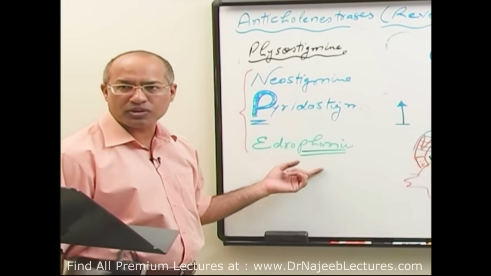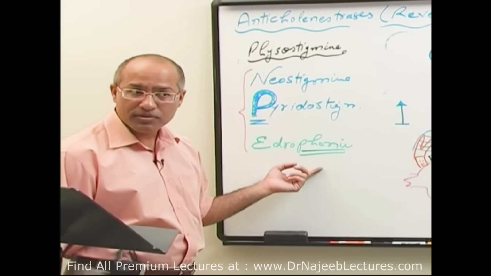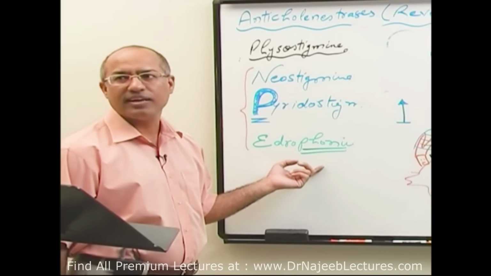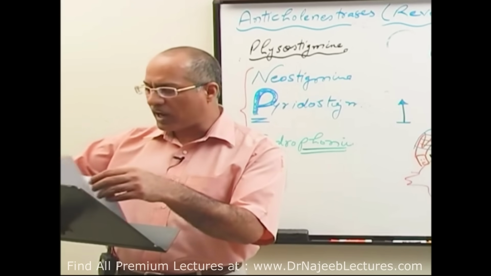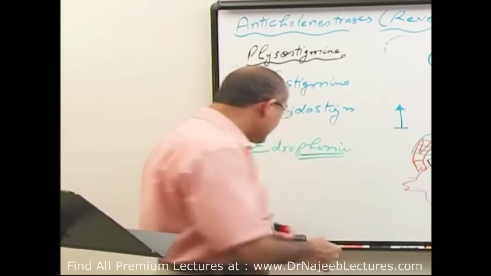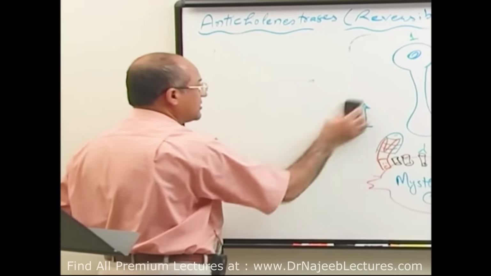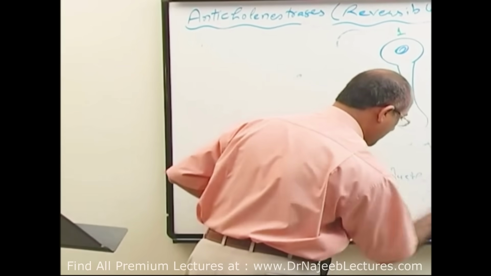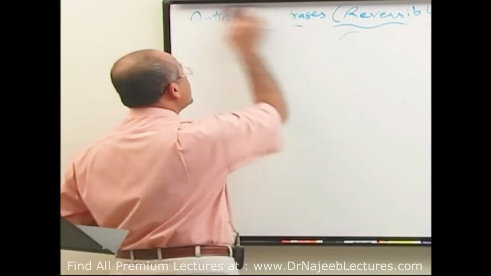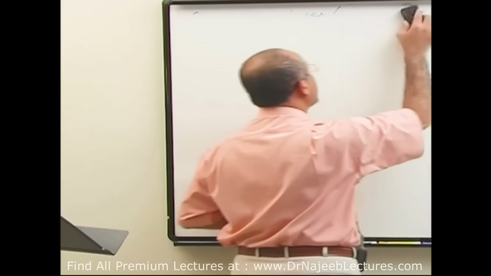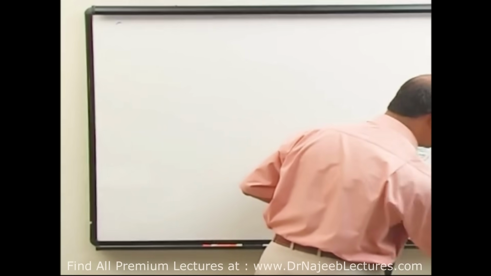And in the end, don't forget your friend edrophonium, which can help you in the initial diagnosis of myasthenia gravis, as well as help you differentiate myasthenic crisis from cholinergic crisis. Now last but not least, there are some drugs which can go to the central nervous system and increase cholinergic activity there, but don't act much on the periphery. They are used in the treatment of Alzheimer's disease.